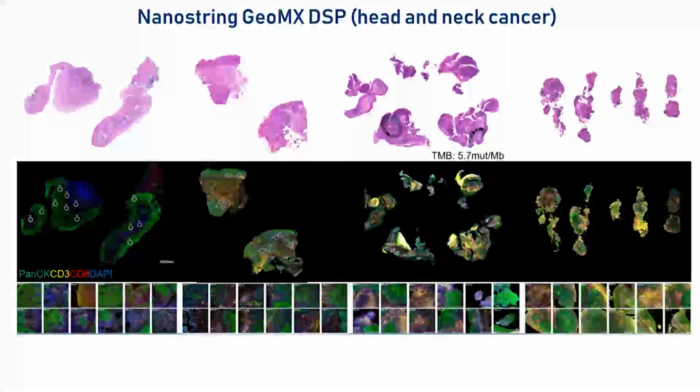So this assay was looking at proteins, and we were looking at about 60 proteins within those regions of interest. We tried to get exome data on all these patients by sequencing the tumors, but we didn't have sufficient tissue available. So I think there was one patient where we were able to get a TMB measured, but obviously you need quite a bit of material for that measurement.